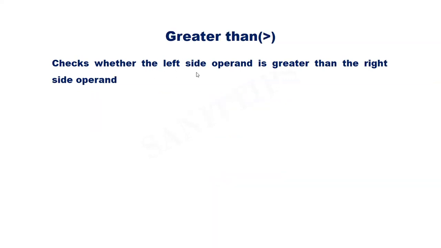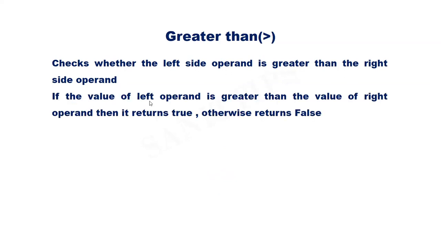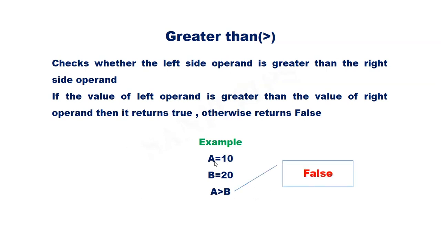Greater than checks whether the left side operand is greater than the right side operand. If the value of the left operand is greater than the value of the right operand, then it returns true, otherwise it returns false. For example, if A equal to 10 and B equal to 20, A greater than B will return false, since the value of A is less than the value of B.